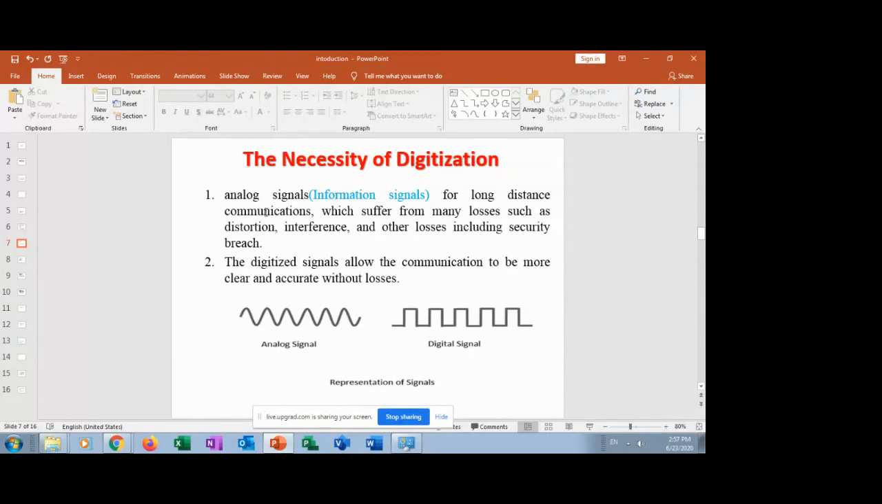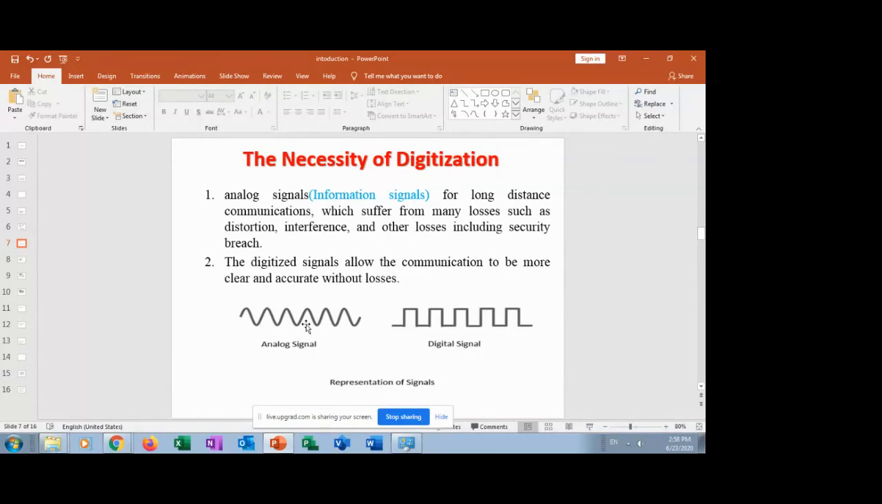As we know, analog signals for long distance communication suffer from many losses, and the chances of introducing distortion and noise are very high. The information in bandpass analog modulation is in continuous format. So at the receiver side, when we detect the signal, the shape of the signal matters. It's very, very important.